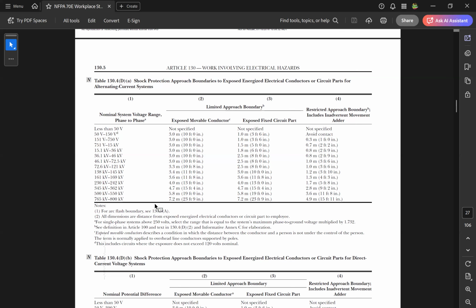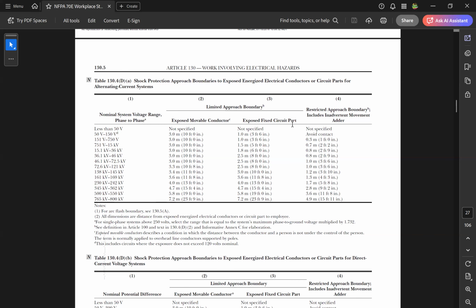Exposed movable conductor describes a condition in which the distance between the conductor and a person is not under the control of the person. So this term is usually applied to overhead lines, conductors supported by poles. So that'd be your distribution systems that are on poles, and those cables have the ability to move. So that's what's covered in this column for exposed movable conductors.